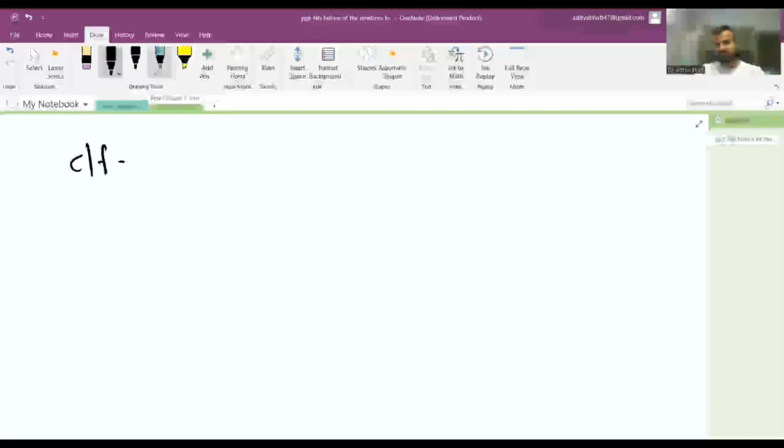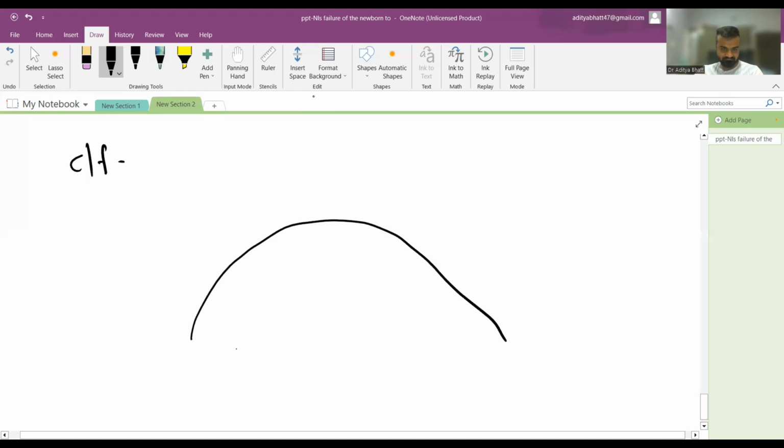That differentiating CHD from a PPHN is very, very important. And there are multiple tests. But I will tell you a very, very easy to understand thing.